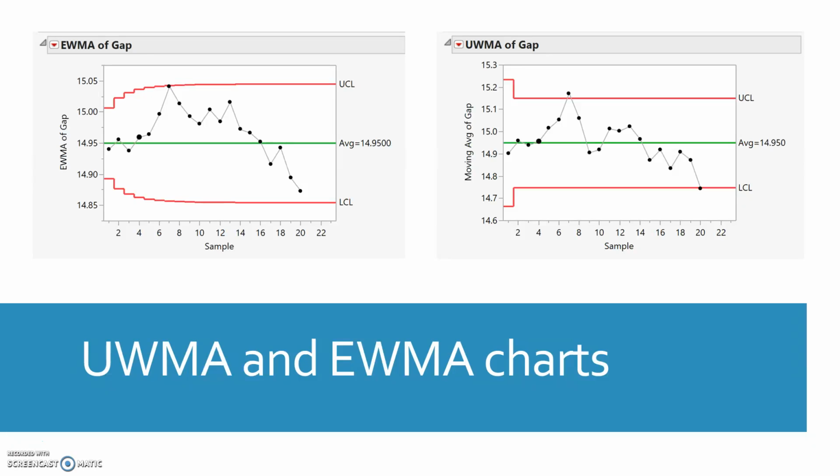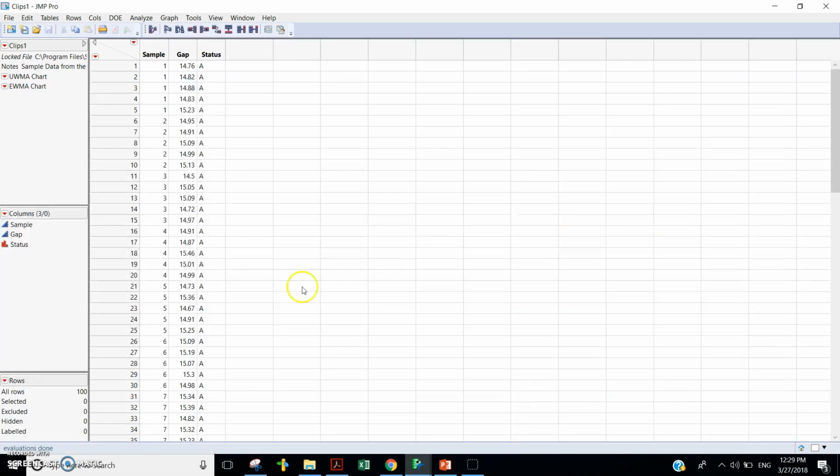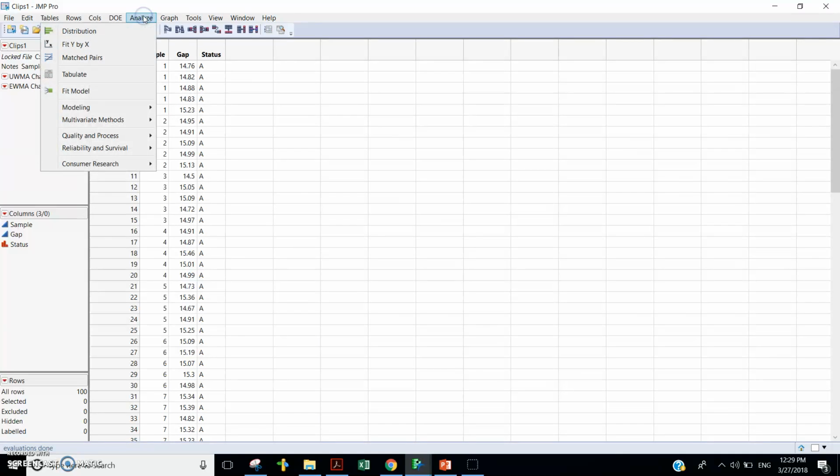The best value is a matter of personal preference and experience. A small weight reduces the influence of the most recent sample. A large value increases the influence of the most recent sample. A value of 1 reduces the chart to a Shewhart X-bar chart. A weight between 0.05 and 0.25 is recommended. When designing it, it is necessary to consider the average run length and shift to be detected. Now we're going to use the CLIPS 1 data set to create our UWMA and EWMA charts.